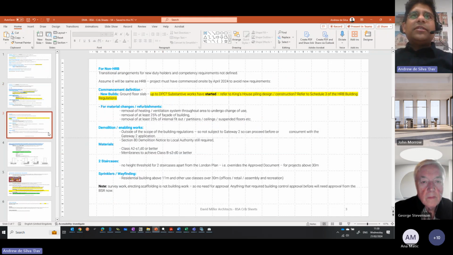And then in terms of works to existing high risk buildings, so if you're doing refurbishments to facades, etc., this is going to become out of date quite quickly, because this slide was looking at what you would have to do to demonstrate that you've commenced on site before this April coming. So very soon, part of this slide is going to be redundant because we would have hit April.